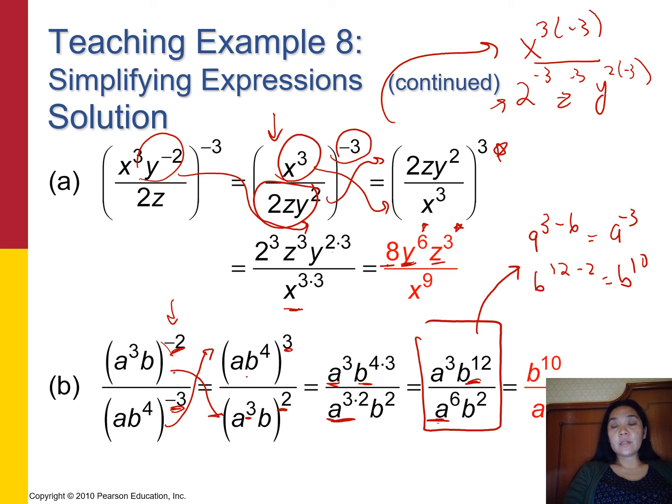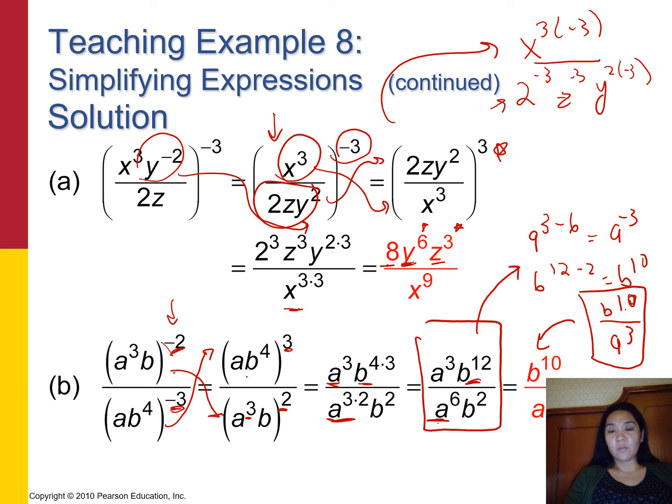So again, this is a to the minus 3 times b to the 10th power, and so this just becomes b to the 10th power over a cubed. Okay. I don't think you can see it because the video here is blocking it.